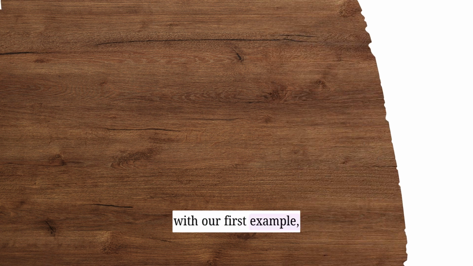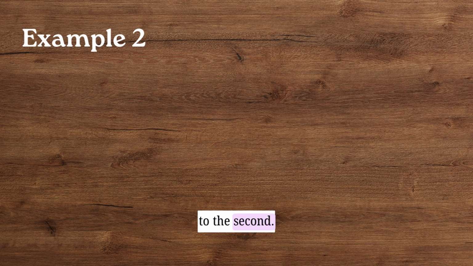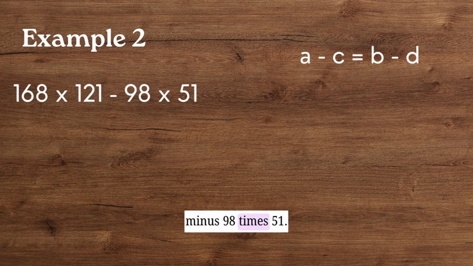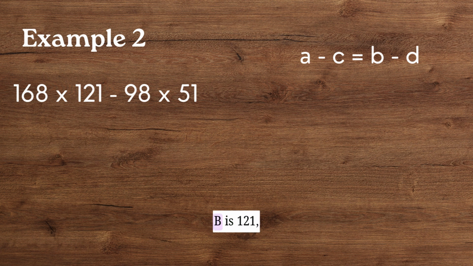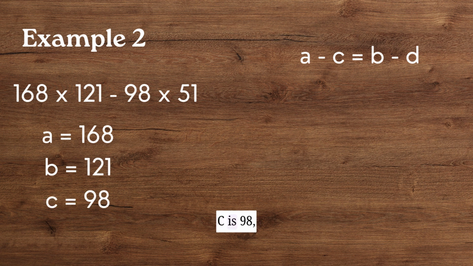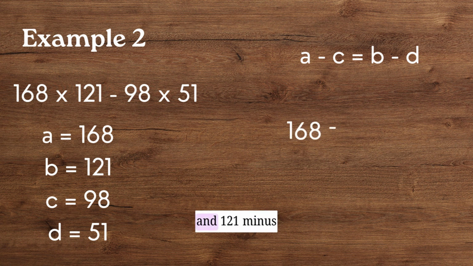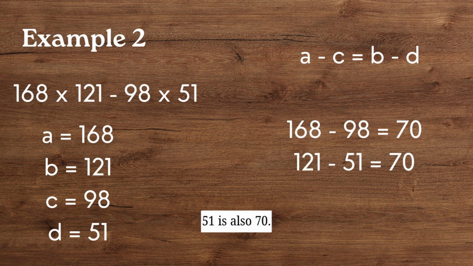Now that we are done with our first example, let's move on to the second. This second equation is 168 times 121 minus 98 times 51. We will now match the numbers with their corresponding variable. A is 168, B is 121, C is 98, and lastly, D is 51. We will now need to see if this equation fits the requirement. So, let us substitute. 168 minus 98 is 70, and 121 minus 51 is also 70. This means that the requirement is satisfied.